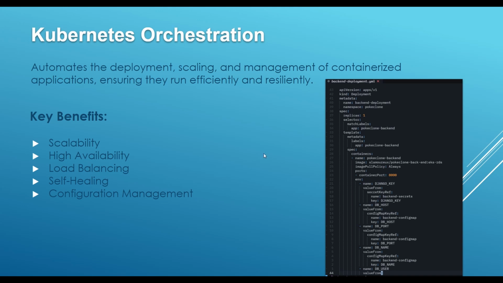Next, we utilize Kubernetes to automate the deployment, scaling, and management of containerized applications. It ensures they run efficiently and resiliently. The key benefits we have are scalability, high availability, load balancing, self-healing, and configuration management.